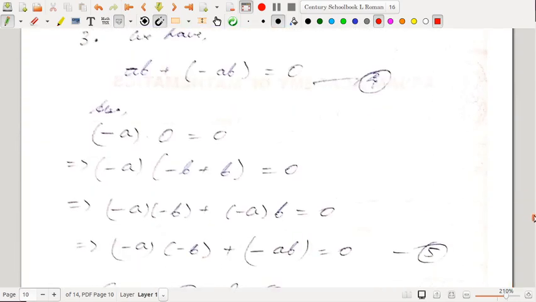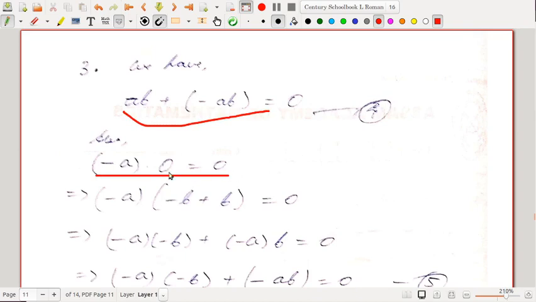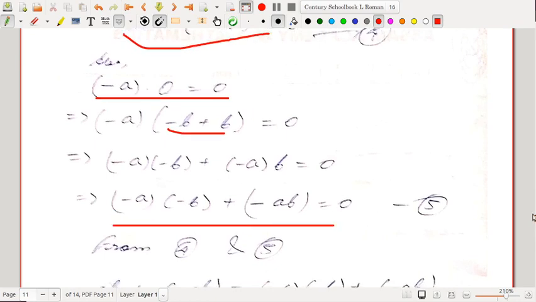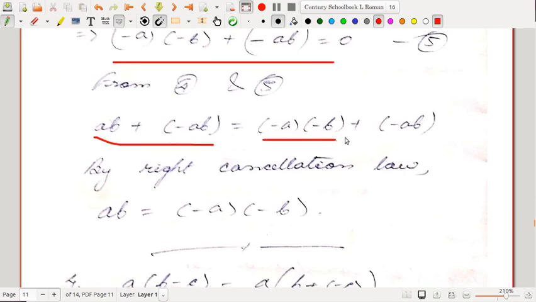Okay, next is we already have ab plus its additive inverse is 0, and minus a into 0 is also 0. So instead of 0 we can write minus b plus b. Okay, and then again apply the distributive property. So it's minus a into minus b plus minus a into b. Okay, so this is there. Then you compare 4 and 5. These two are the same element. ab plus minus ab is same as minus a minus b plus minus ab.